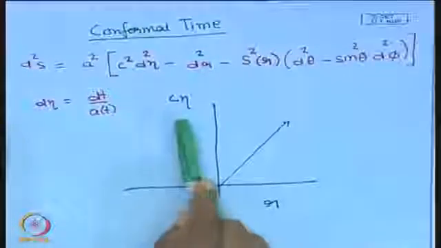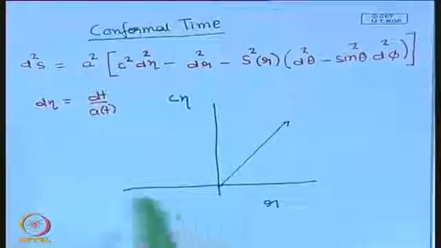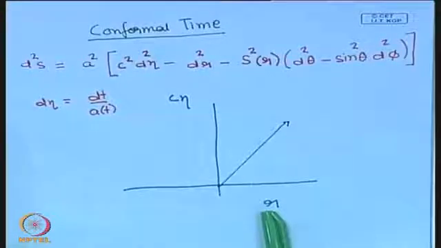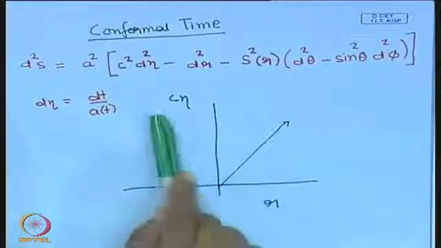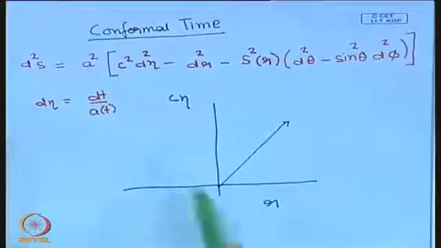Now I had also pointed out that the main advantage of conformal time is that it provides a very convenient way to look at the propagation of light in a space time diagram. So we are used to a space time diagram where we have c times the time ct and the displacement r. This is a space time diagram where we have the comoving distance r along the x axis and c times the conformal time eta along the y axis.